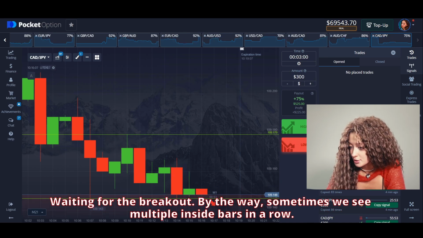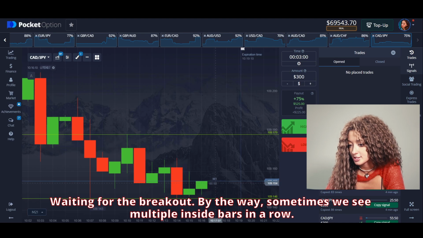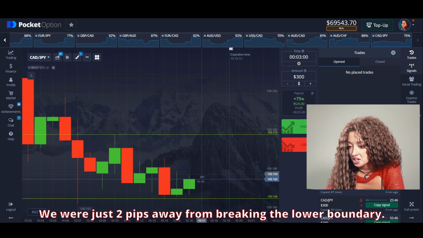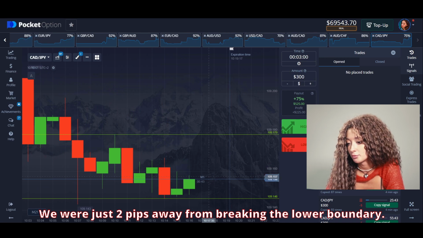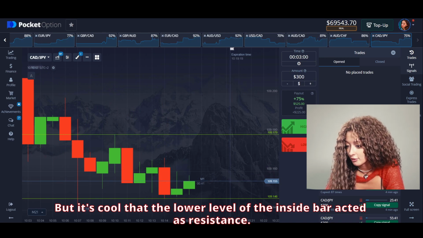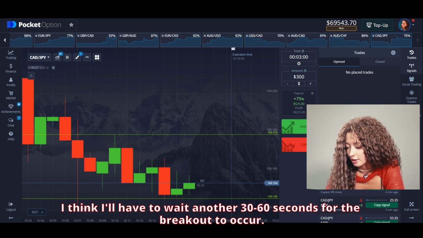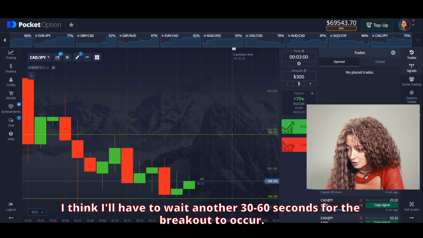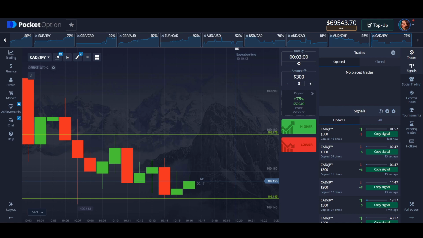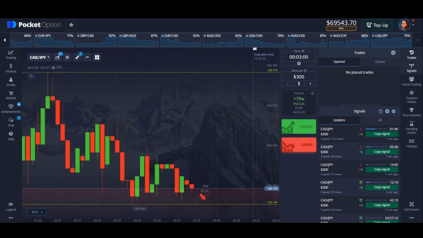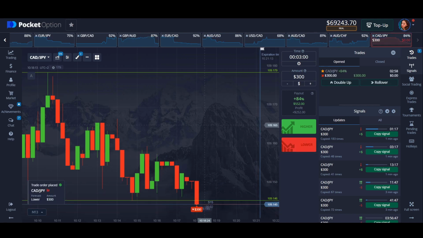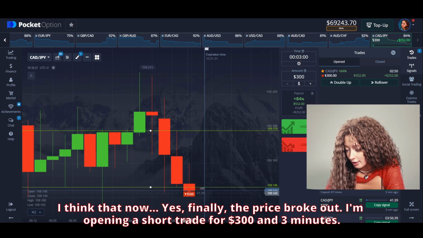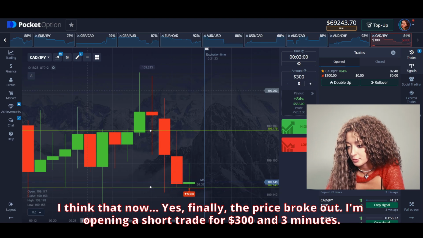Waiting for a breakout. By the way, sometimes we see multiple inside bars in a row. We were just 2 pips away from breaking the lower boundary, but it's cool that the lower level of the inside bar acted as resistance. I think we have to wait another 30-60 seconds for the breakout to occur. I think that's now, yes, finally the price broke out.